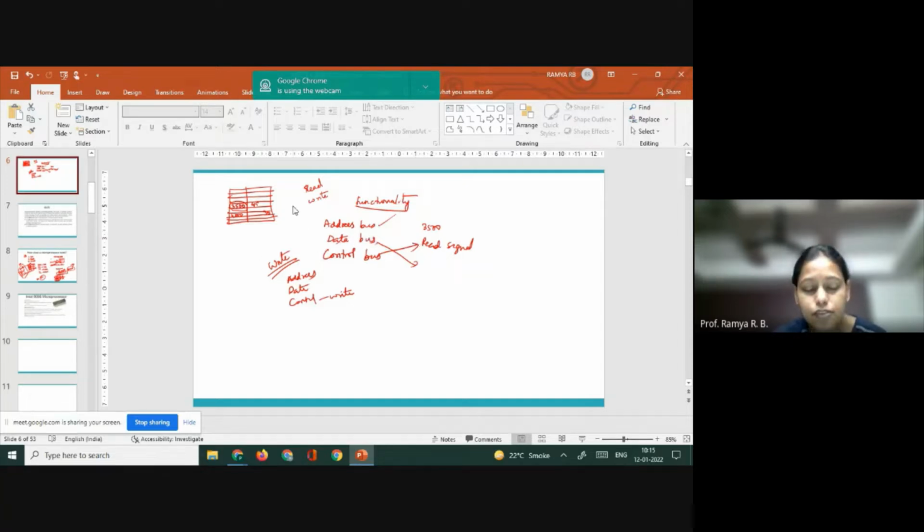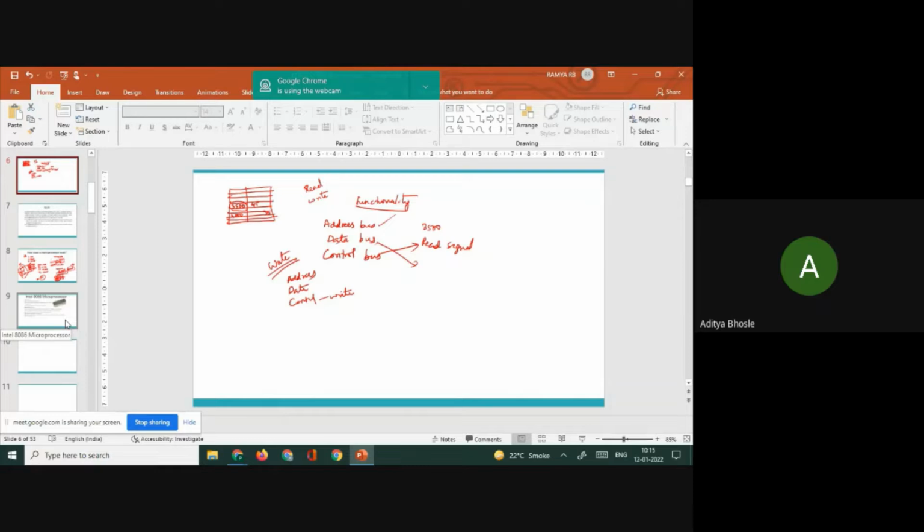Now if it is a write operation, say you want to write some data, say 100, in location 4000. Again, what will be the procedure? 4000 will be put on the address bus. Then the data that you want to write will be put on the data bus. And then the control bus will have a write signal. So then that data 100 will get written into location 4000. This was what I told yesterday.